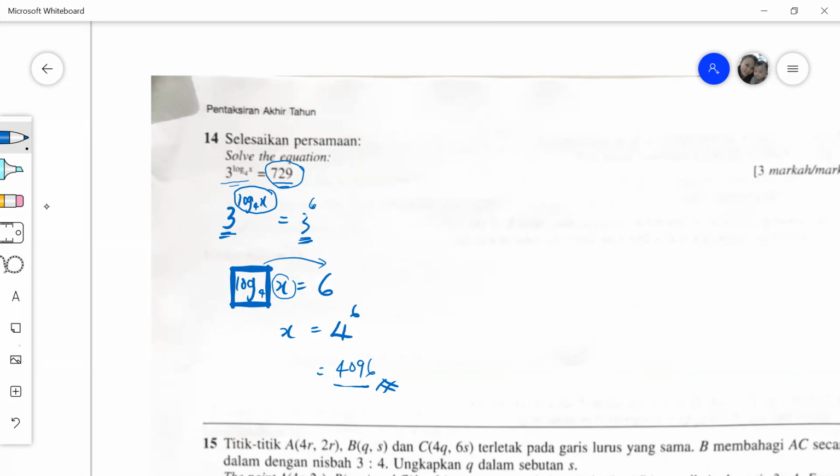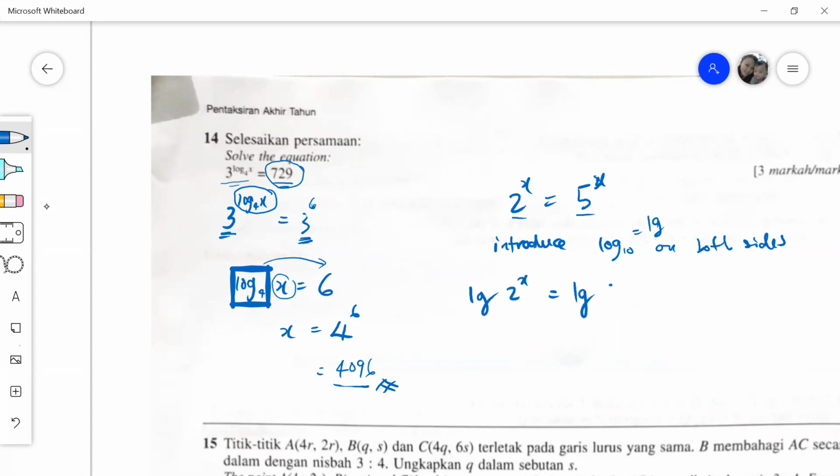First thing, make sure they have the same base. What if they are not in the same base? For example, 2 to the power x equals 5 to the power x. How do you do this? You can't change to the same base. In this case, we introduce log base 10 on both sides. Log base 10 is actually LG, I'm lazy to write log 10. So LG of 2 to the power x equals LG of 5 to the power x, and then apply the third law of logarithm, bring down the x to the front.